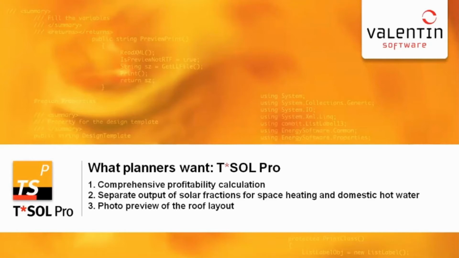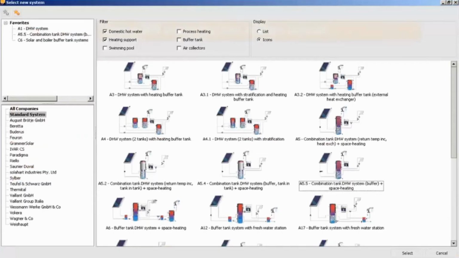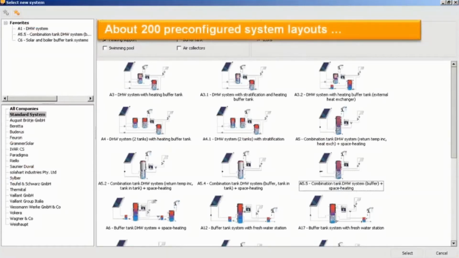So it shows again just this comprehensive profitability calculation, separate output of solar fraction. So you can compare different kinds of systems here as an example.